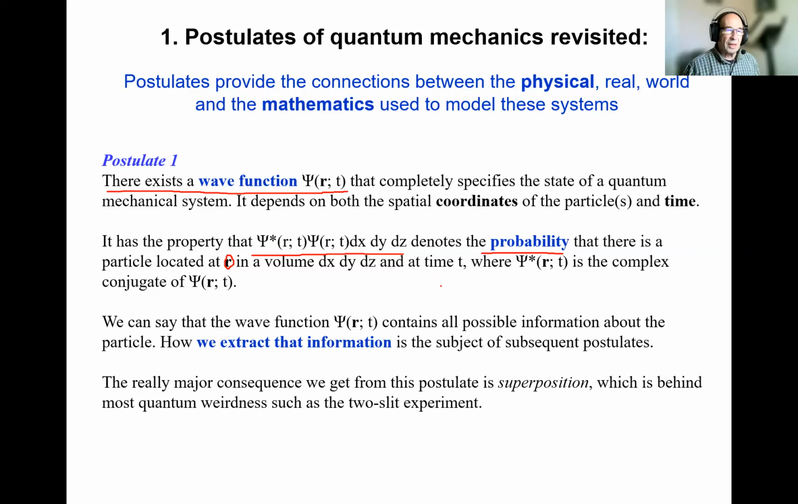So basically, the idea of having a wave function is, and this is one of the interpretations of it, I must say, that it describes the probability of finding our quantum system at some position at a certain moment in time. In this way, the wave function contains all possible information about the particle or about our system, but an important question is how to extract this information. And for that, other postulates are given.